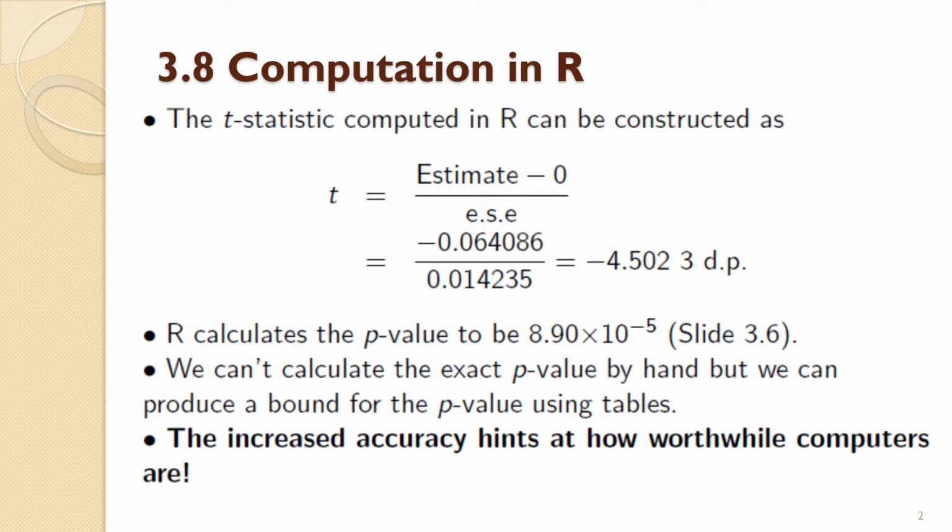The idea would be that whilst we can't calculate the p-value exactly by hand, you could produce a bound for it using tables. That's probably of limited importance in COVID because I can't set you a written exam, but usually you would do a hand calculation using tables. The point is that the numerical calculation by a computer is more accurate than using tables, and this increased accuracy does hint at how worthwhile computers are.